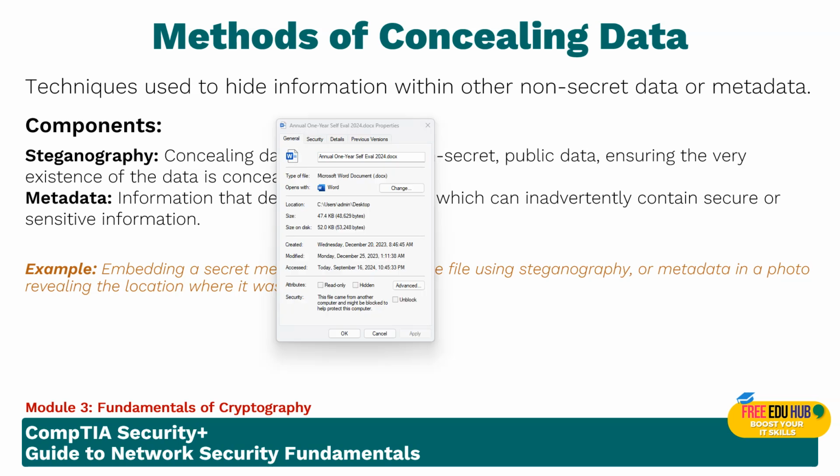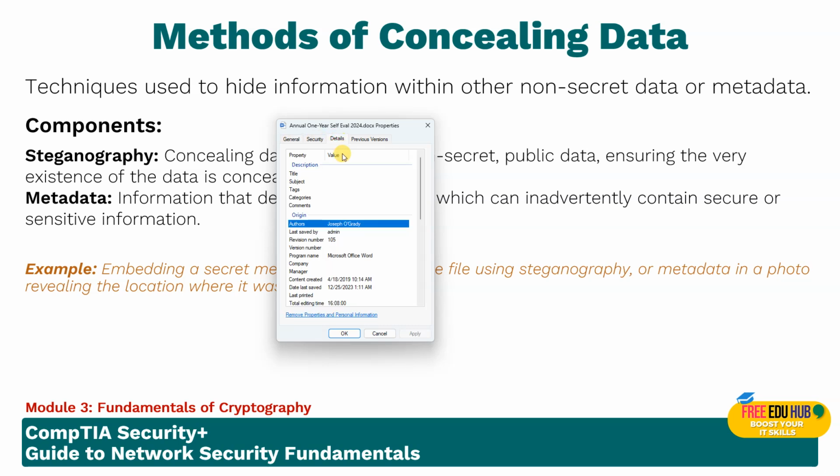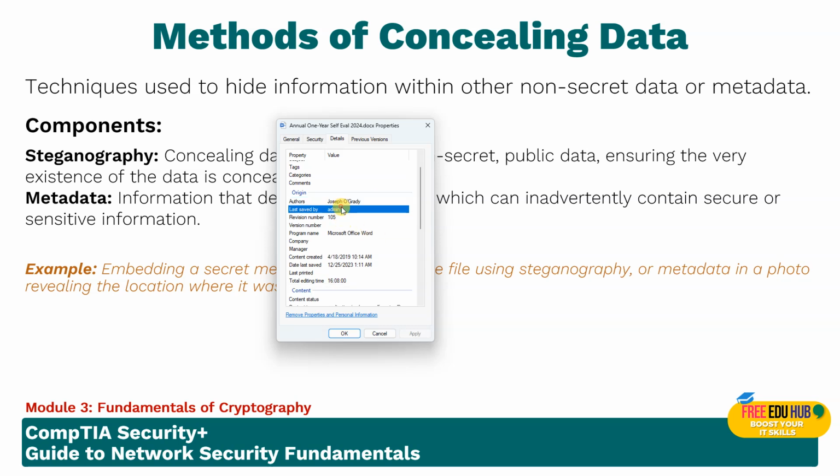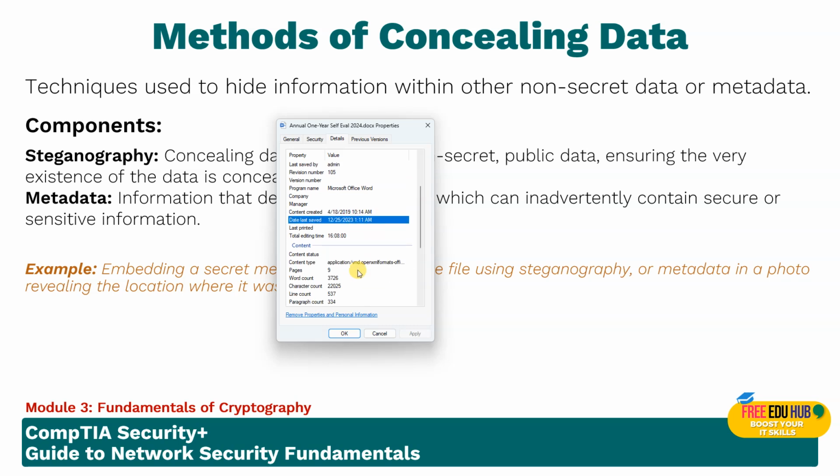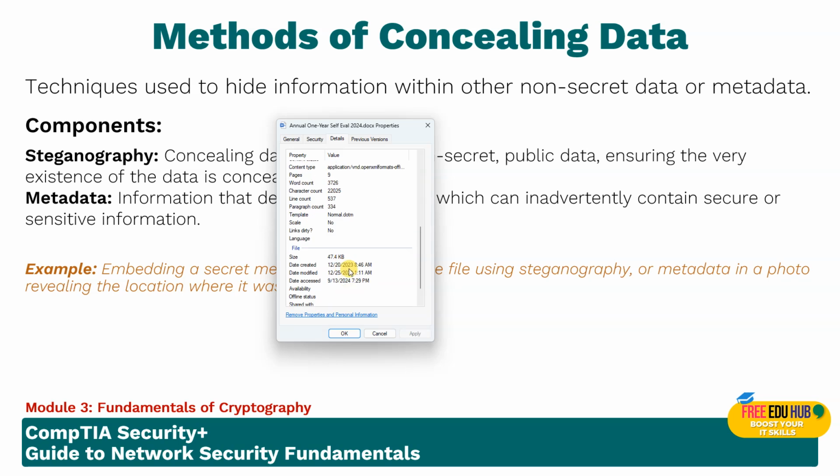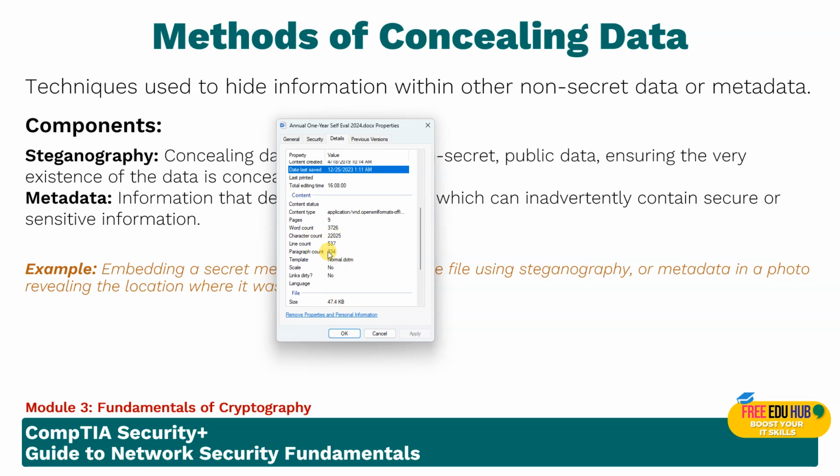Just to give you an example of a Word document: if you open it, you'll find the content of the document, but if we check the properties of that document, you can see the location where it's saved, its size, size on disk, when the file was created, when it was modified, and when it was last accessed. Further, if you click on details, you can find the author who actually wrote the document, when it was last saved, the content created date, and other relevant details like how many words, characters, and lines there are.